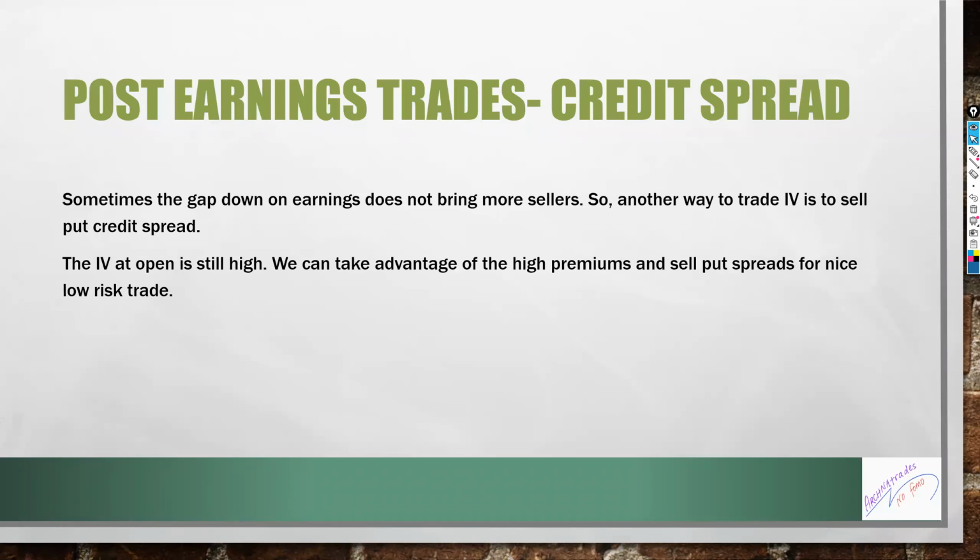Now, sometimes the gap down on earnings does not bring in more sellers, right? So another way to trade the IV, rather than selling an iron condor or a put spread, now that Snap has gapped down to 10.35, right? Now you think, how much lower can it go? So if you did not do anything pre-earnings in Snap, the IV is still high tomorrow early morning, right? The 11 put, now you don't have to sell an in the money put in Snap.